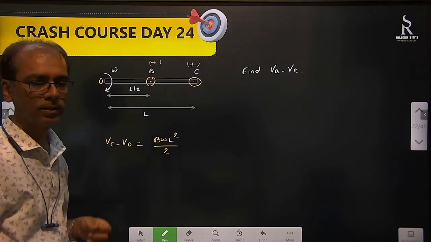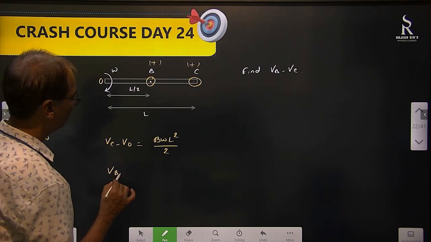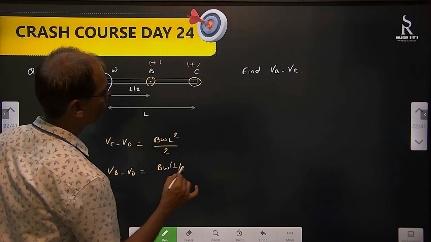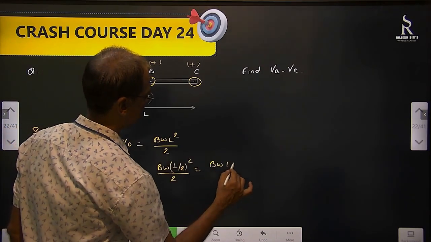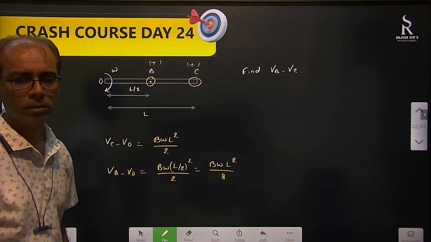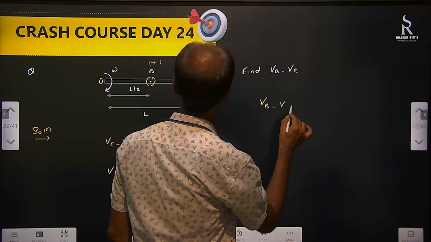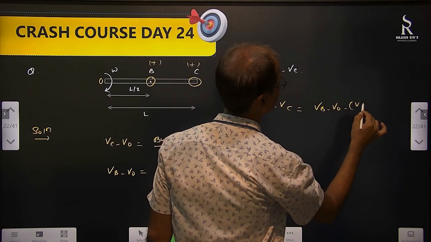So the EMF is this. Same way, if I have to find VB minus VO, what will come? B omega (L by 2) whole square by 2. So this will be B omega L square by 8. I'll put it in this one. VB minus VC means what? VB minus VO minus (VC minus VO).